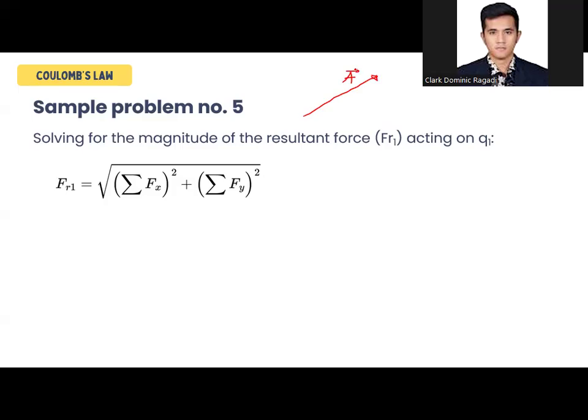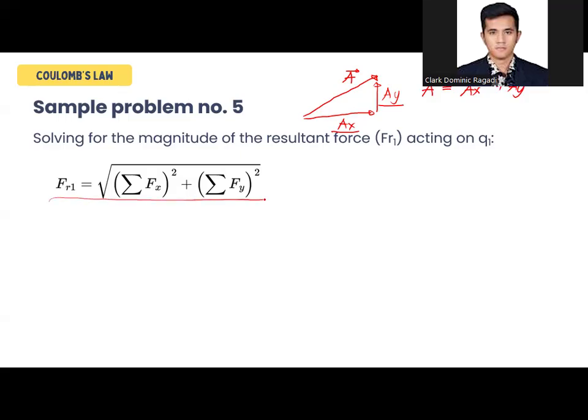We can write this vector in terms of its components, so we have here our AX and then our AY. If we're given AX and AY, you can actually use these values to solve for the magnitude of vector A using the Pythagorean theorem. So the magnitude of vector A is equal to the square root of AX squared plus AY squared. So we did the same thing here.